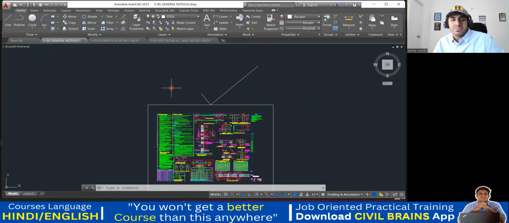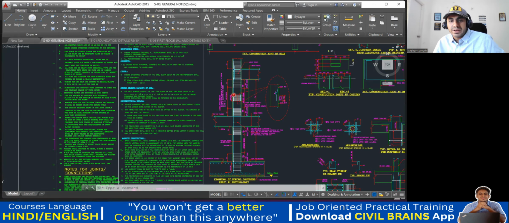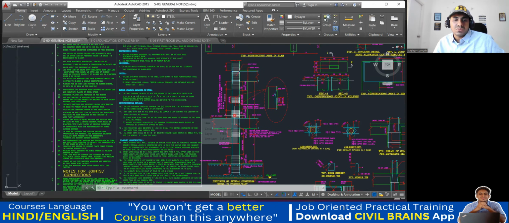So this was about the beam. Same thing you have to do for the column also. For column, I'll explain it here. For the slab also, it's the same thing.